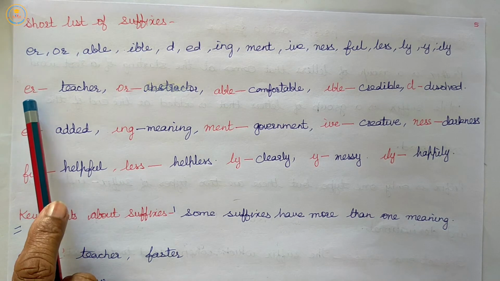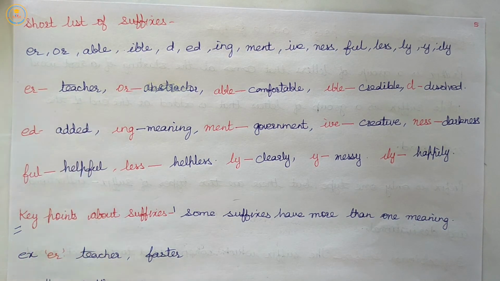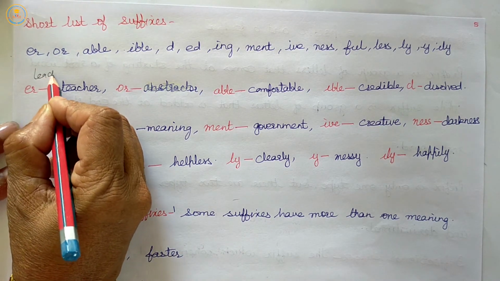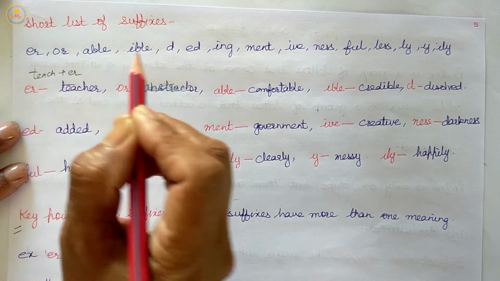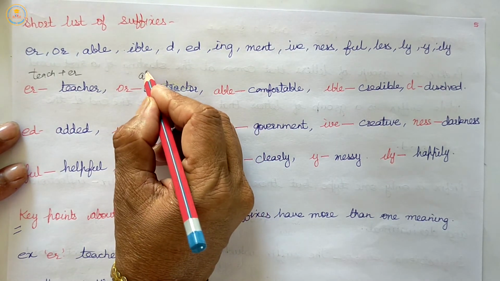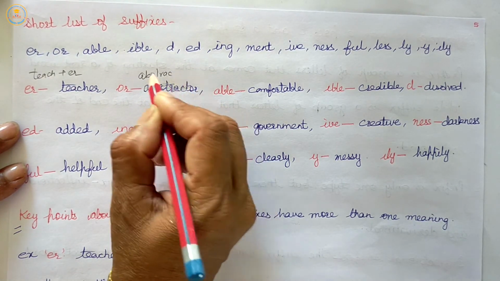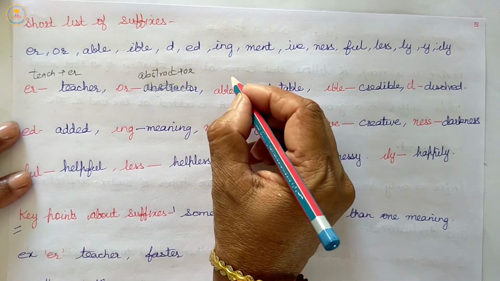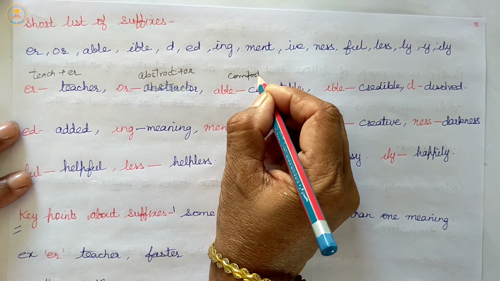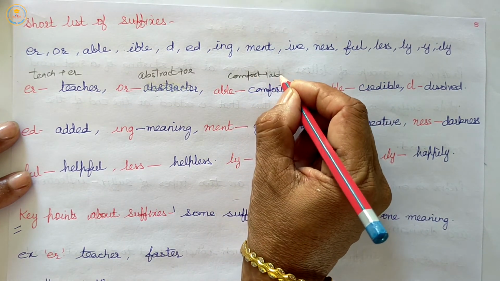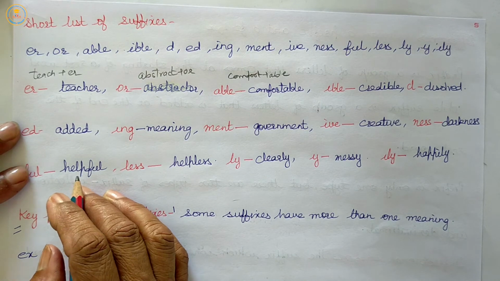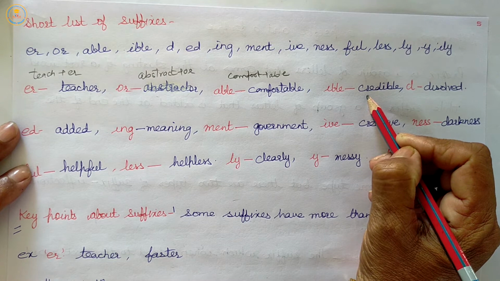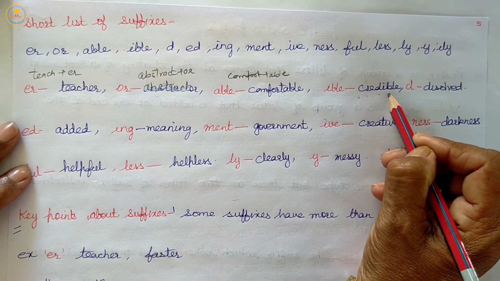So here, first, ER: teacher, teach plus ER. Here, abstractor, abstract plus OR. Here, comfortable, comfort plus able. Here, credible means credit plus able.